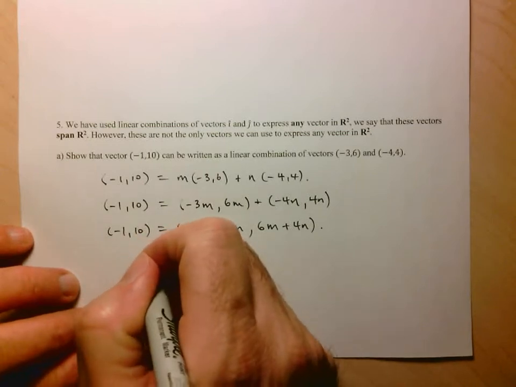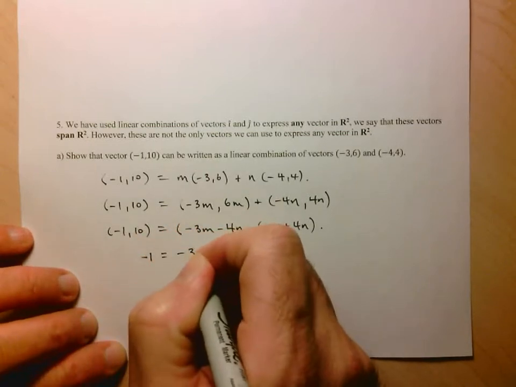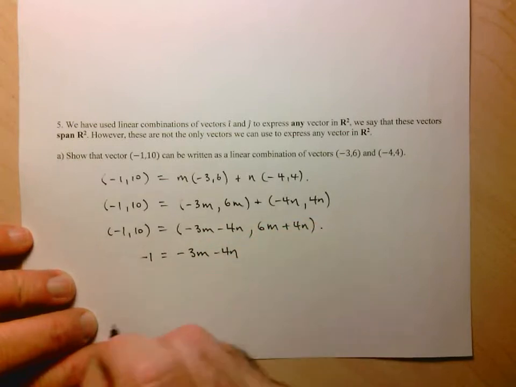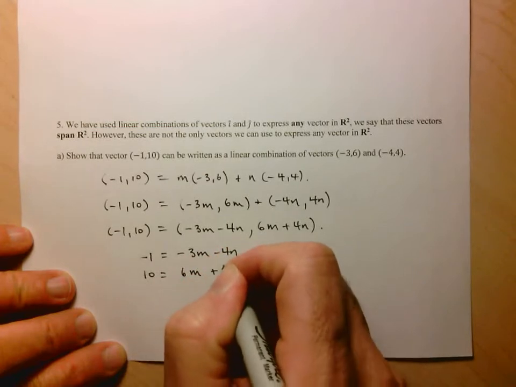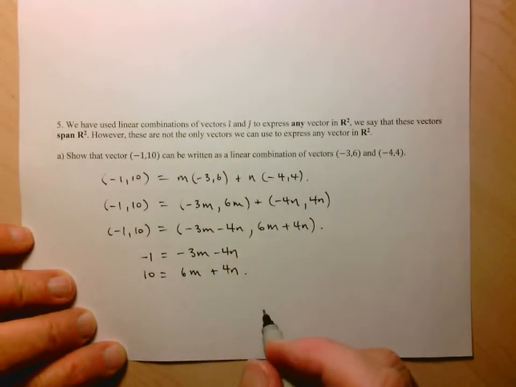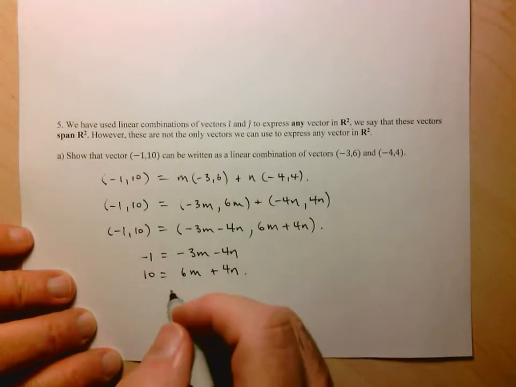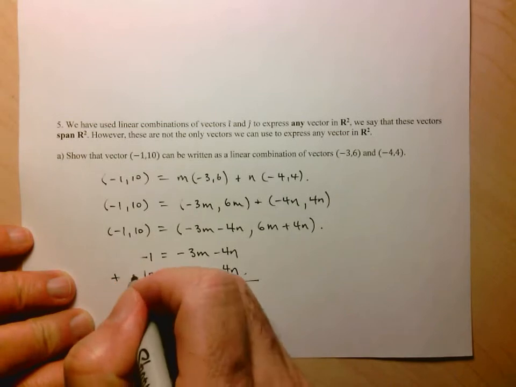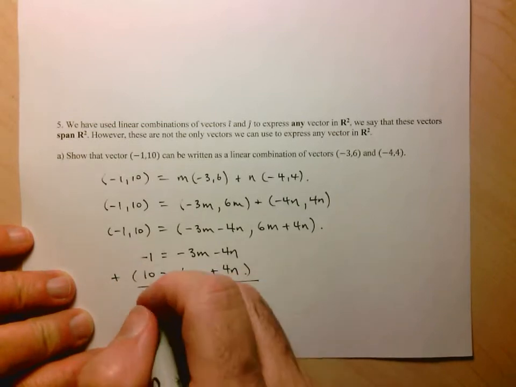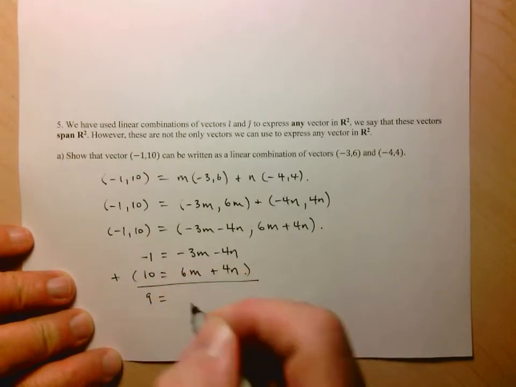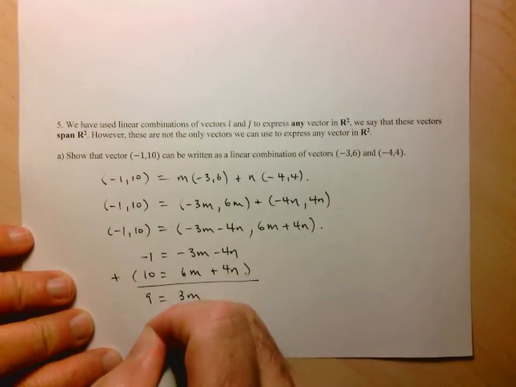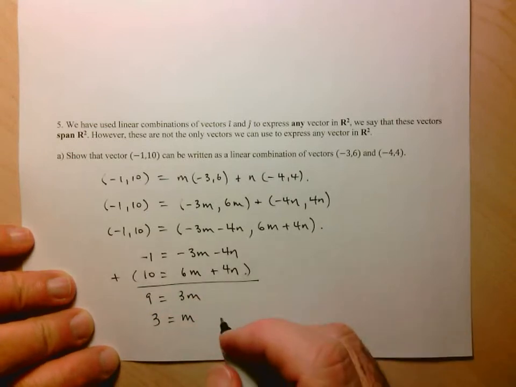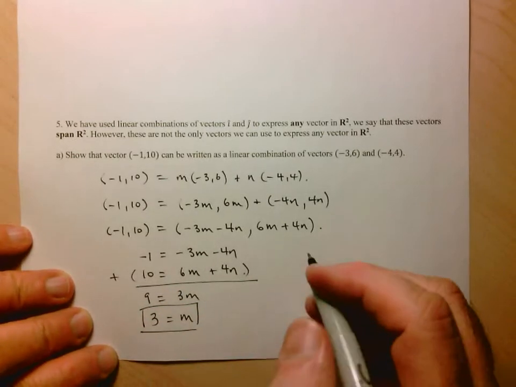So the x component, negative 1, has to be negative 3m minus 4n, and the y component, 10, has to be equal to 6m plus 4n. This is quite nice because I already have the same coefficient in front of the n values, so we can just add the two equations. Here we end up with 9 equals negative 3 plus 6, which is 3m, and so m is equal to 3.